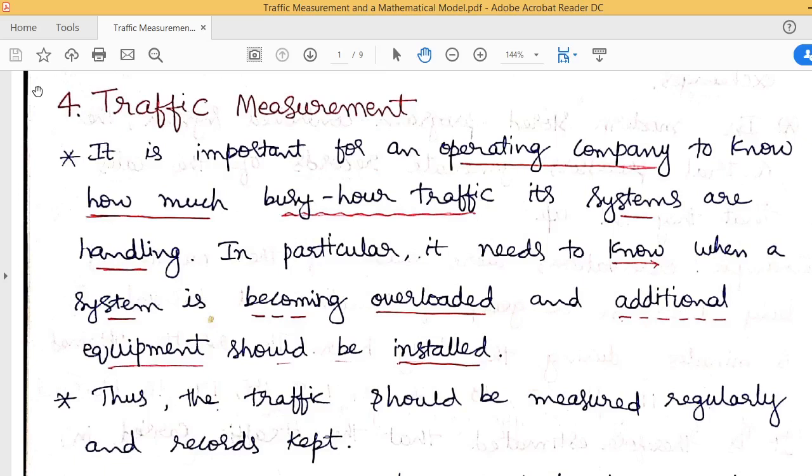Welcome back. Today we will discuss traffic measurement and a mathematical model for traffic. With respect to traffic measurement, it is very important for an operating company to know how much busy hour traffic its systems are handling. Not only that, it needs to know when the systems are becoming overloaded and whether additional equipment is required to be installed in the particular area. Thus, the traffic should be measured regularly and records must be kept.